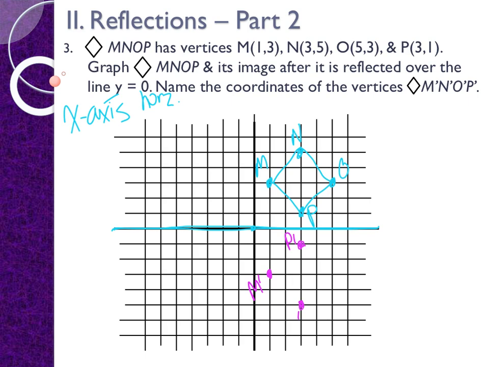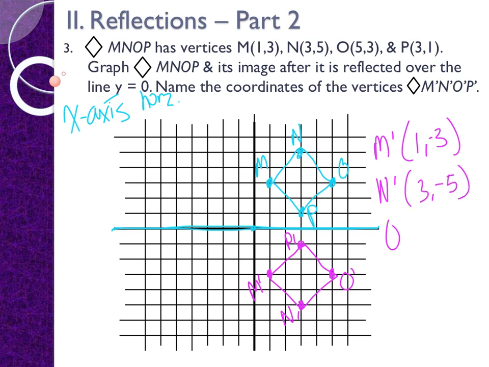Should be N. And O is 3 above, so O prime will be 3 below. Connected. And so we'll name the coordinates. So M prime would be 1, -3, because if it's going across the x-axis, we keep our x and change the sign of our y. So N prime will be 3, -5. O prime 5, -3, and P prime will be 3, -1.